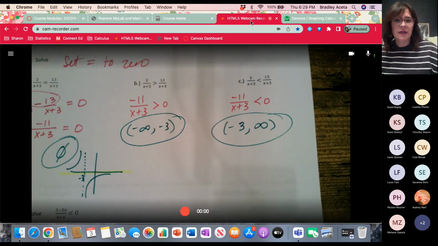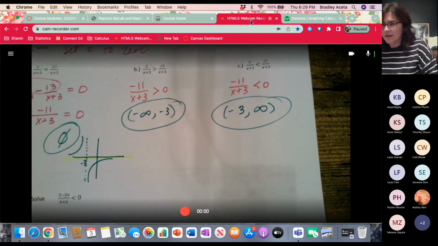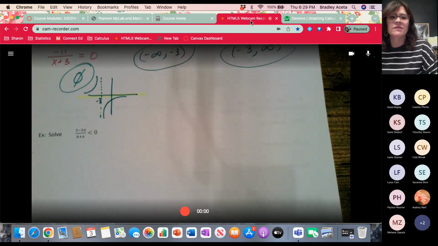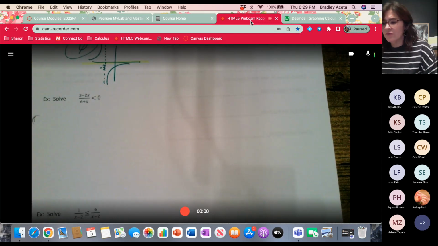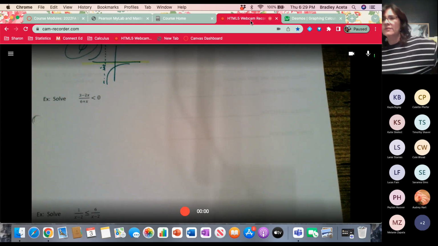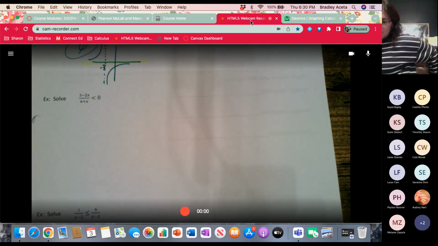All right. Now, for our favorite things, inequalities with rational expressions, which is what we were doing before. But, oh, my dog's growling a little bit at other dogs now.